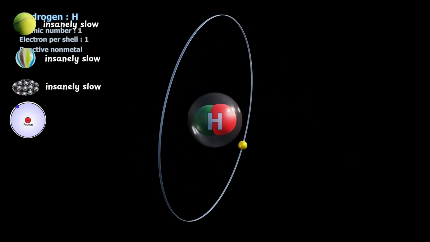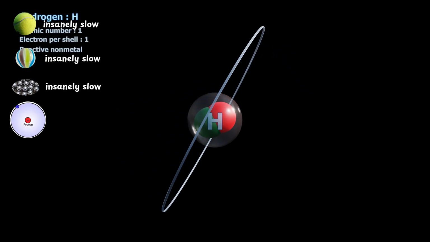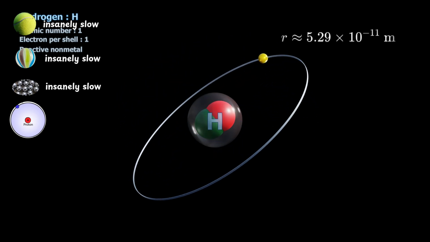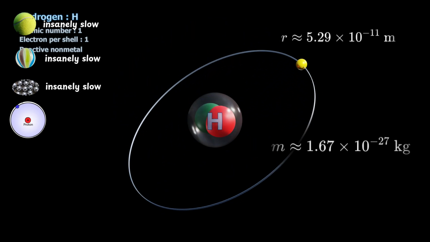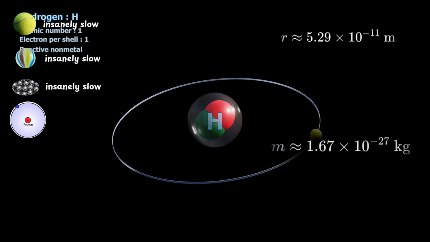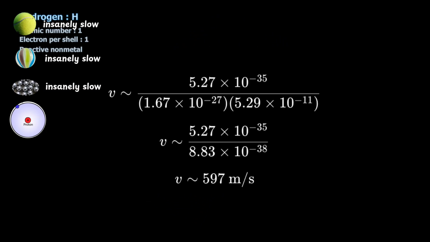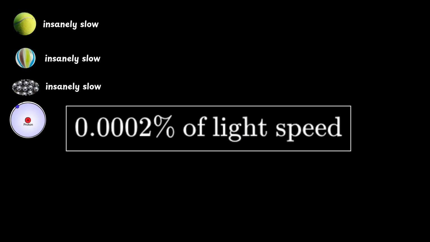Let's go atomic. Let's take the smallest atom that we know, a hydrogen atom. The radius of a hydrogen atom as per Bohr is 5.29 into 10 raised to minus 11 meters. Now its mass is 1.67 into 10 raised to minus 27 kilograms. Plug in those values and we get the speed at which it will spin if it had an electron's momentum to be close to 600 meters per second. That is 160 kilometers per hour. If we do a basic calculation, we will find it to be 0.0002% the speed of light.